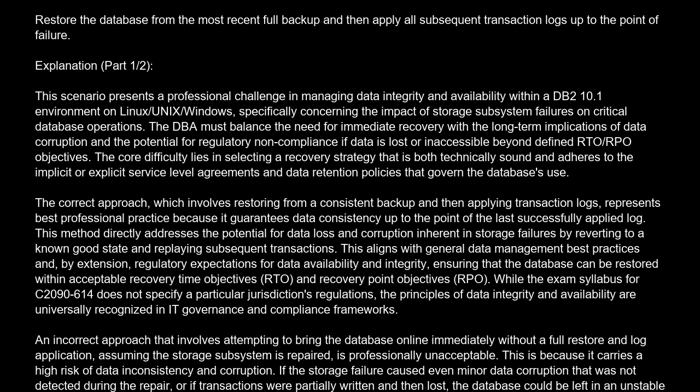While the exam syllabus for C2090-614 does not specify a particular jurisdiction's regulations, the principles of data integrity and availability are universally recognized in IT governance and compliance frameworks. An incorrect approach that involves attempting to bring the database online immediately without a full restore and log application, assuming the storage subsystem is repaired, is professionally unacceptable. This is because it carries a high risk of data inconsistency and corruption.